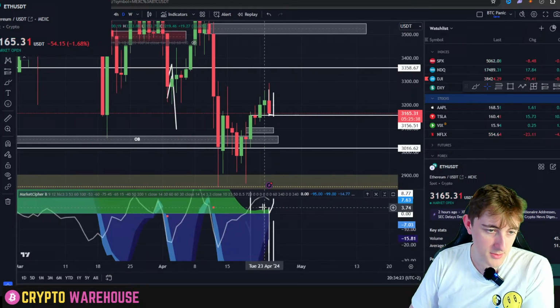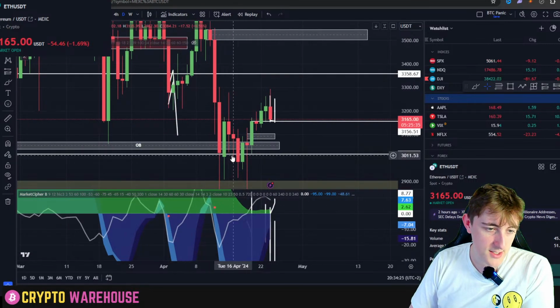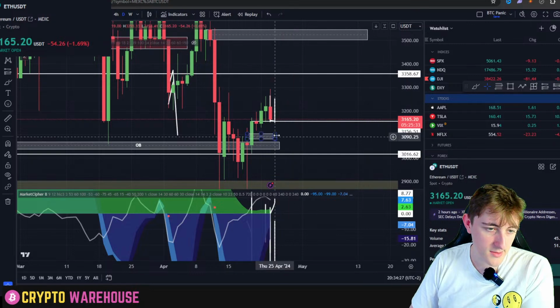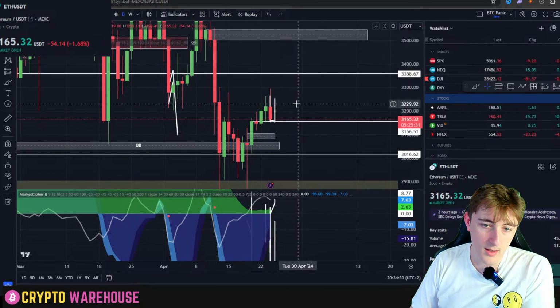Money flow is starting to come upwards, which is good. It seems like we're actually kind of having this positive. We're actually pretty positive on Ethereum.